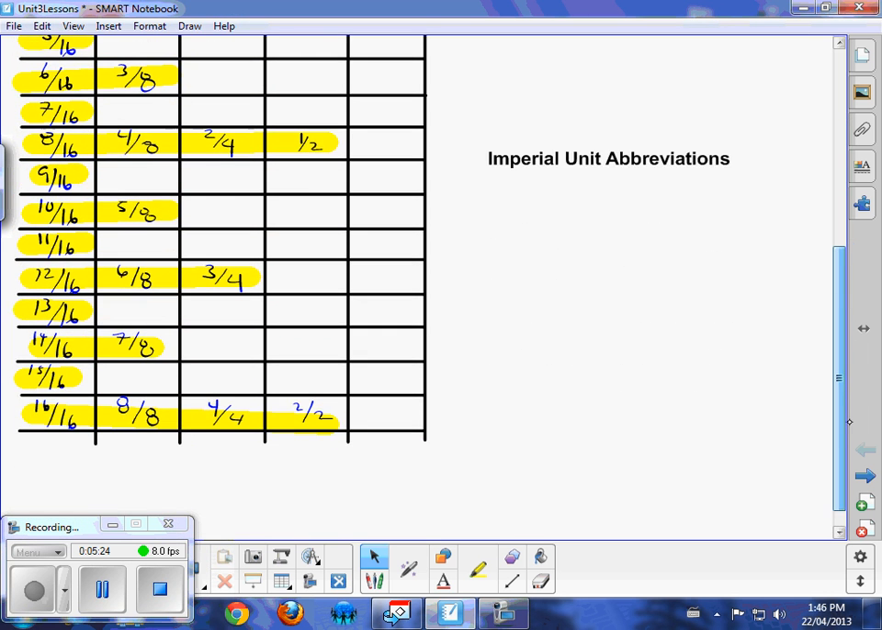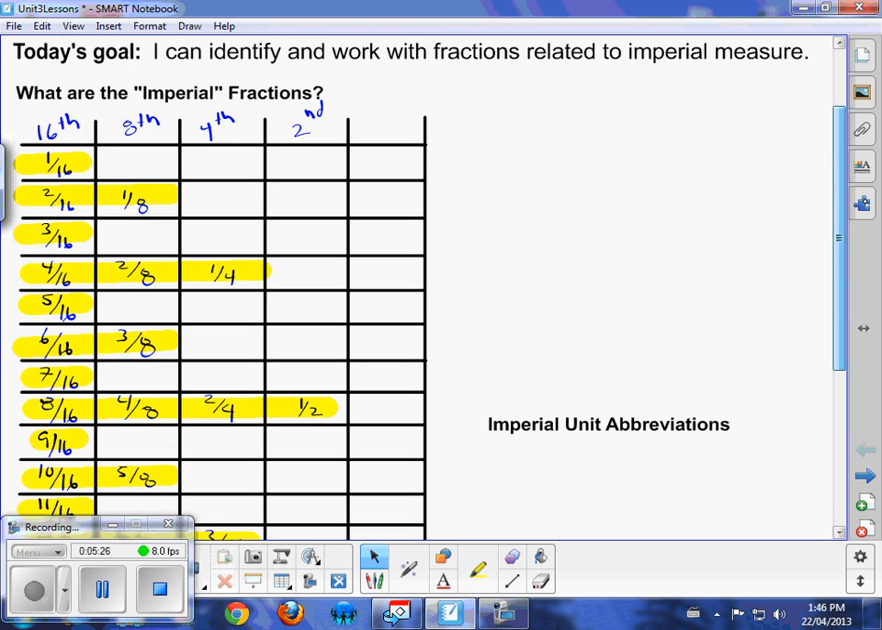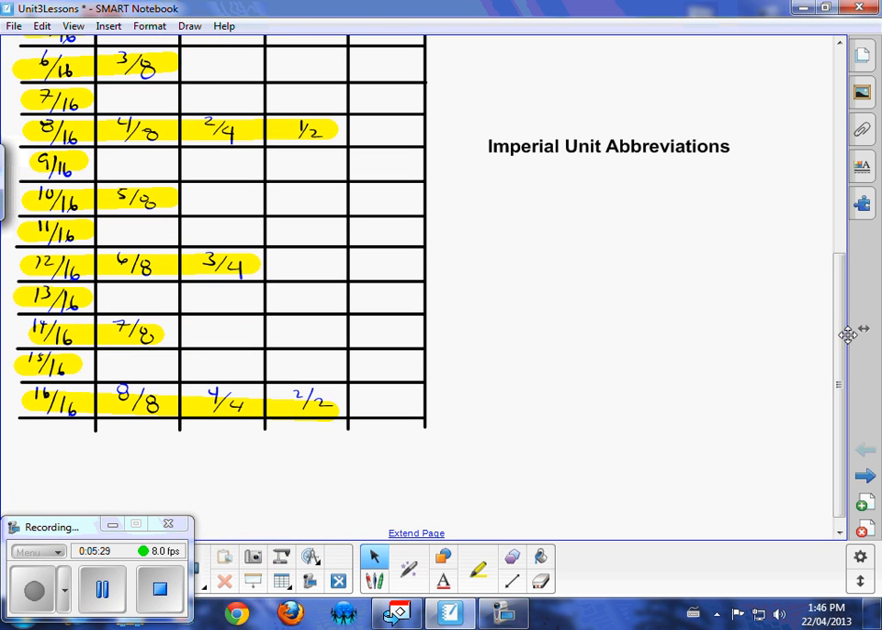So let's talk about the imperial abbreviations here. Our imperial abbreviations: we have inches, we have feet, and we have yards.